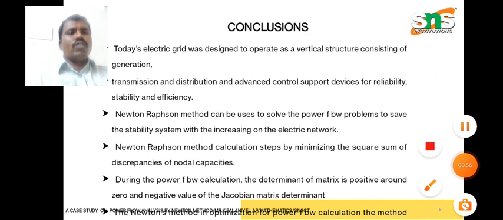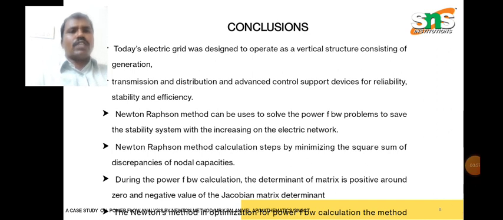Finally, going to the conclusion. Today the electric grid was designed to operate as a vertical structure consisting of generation, transmission and distribution, and advanced control support devices for reliability, stability and efficiency.